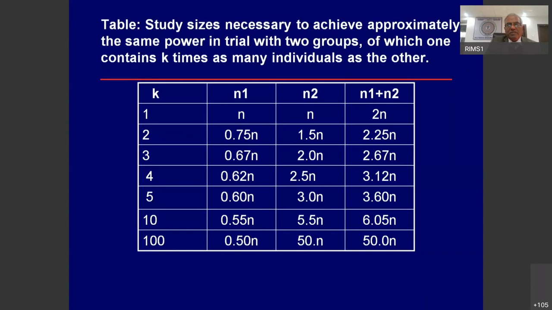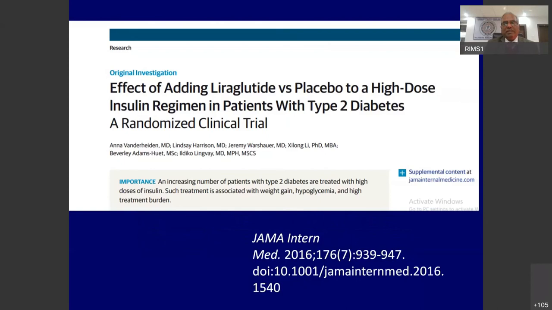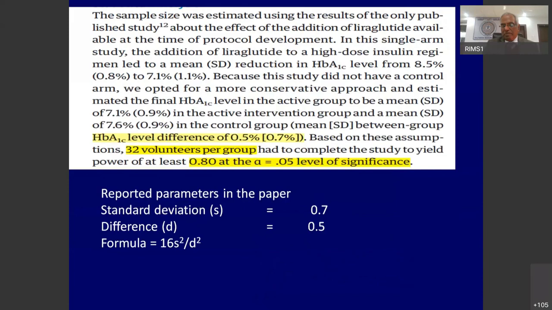Now let's take some example. So you can do some calculation. Please keep your calculator ready. We have published a randomized controlled trial in JAMA Internal Medicine. If you read this, sample size was estimated using results of the only published study. So there was one published study earlier, and they based their sample size calculation on this. They were looking at 80% power, which is very good for our formula, and alpha 0.05, which is also similar to our formula. The standard deviation which they have taken is 0.7, and the difference is 0.5. Within the bracket in the third line from below, 0.7% is the standard deviation, and the difference of 0.5 is the difference in mean HbA1c.